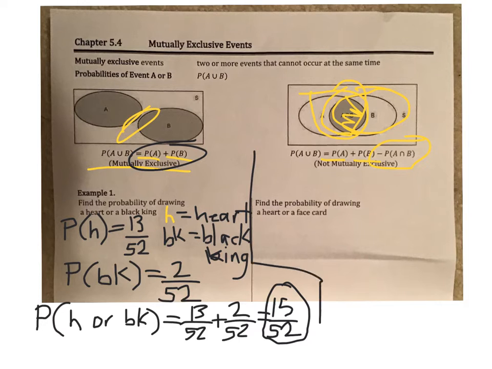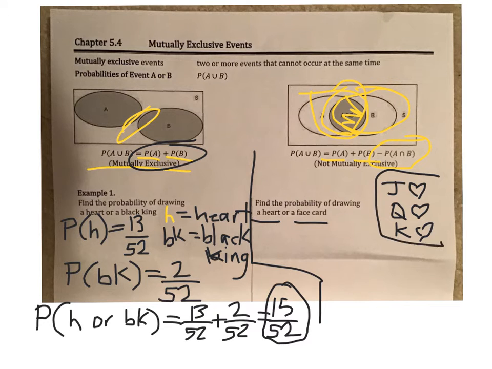Looking at the second scenario, what's the probability of getting a heart or a face card? A face card is a jack, a queen, or a king. They literally have a face on them. With that, we have to think about the probability of getting a heart, the probability of getting a face card, and whether there is some kind of overlap. And there is. There is a jack that's a heart, a queen that's a heart, and a king that's a heart. So those are 3 cards in that overlap space. They're all hearts and they're all face cards.